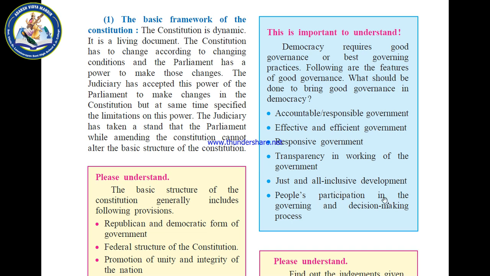People's participation in the governing and decision making process. The government should be like that, increasing the participation of the people in the governing and decision making process. So these are features. If any government has these features, then this government is the ideal government. This is the good governance. Okay. Further we are going to study.